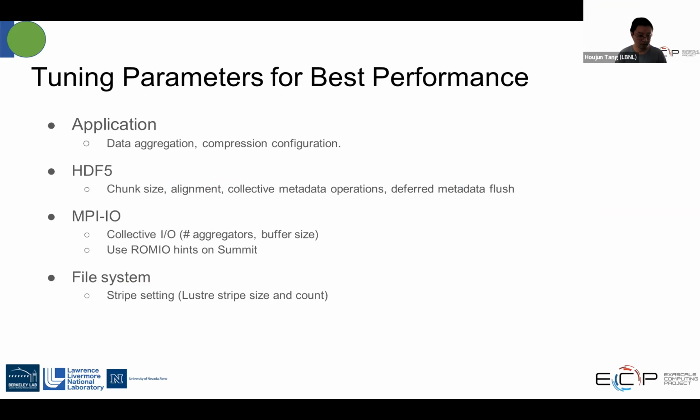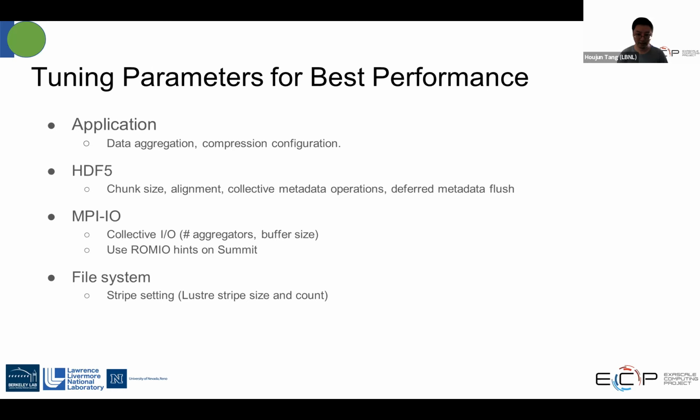With compression and HDF5, there are actually a number of tuning parameters for the total I/O performance. There are tuning parameters at the application level, for example, how much data we aggregate before passing it to compression and output to the file system, and what compression algorithm or configuration parameters we use. And on the HDF5 level, there are things like chunk size, the HDF5 alignment, and whether to use HDF5 collective metadata operations or deferred metadata flush.